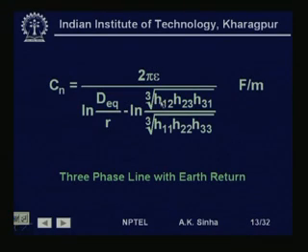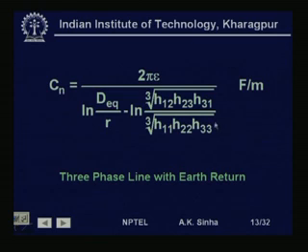Now, here again what we are seeing is that the term ln cube root of H12 H23 H31 divided by cube root of H11 H22 H33 is the effect of earth on the capacitance. Now, this is getting subtracted in the denominator. So, the effect of ground when we consider for calculating the capacitance will be higher than if we neglect the effect of ground.